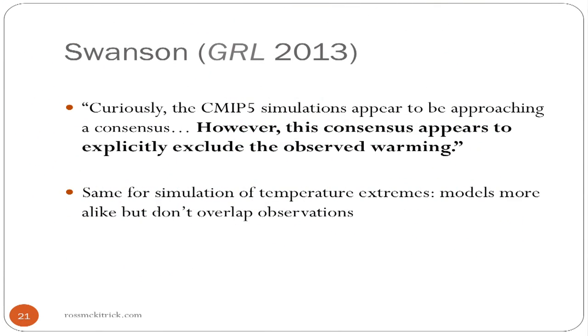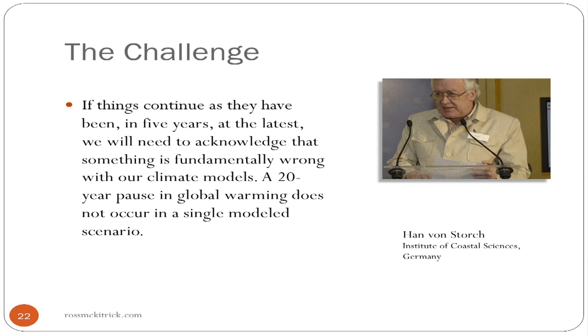So he makes an interesting observation here in his conclusion. "Curiously, the CMIP5 simulations appear to be approaching a consensus. However, this consensus appears to explicitly exclude the observed warming." And it's the same with the simulation of temperature extremes. Between the 2 generations of models, the models are now like each other, but they've completely moved off the observations, the observational data.